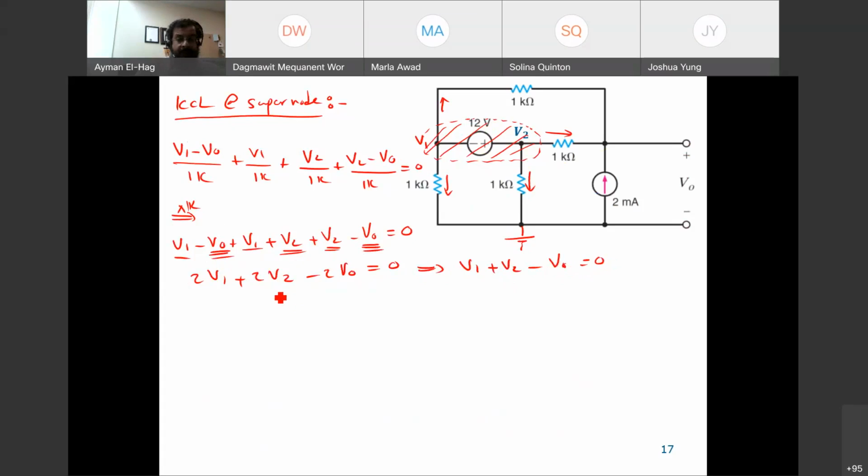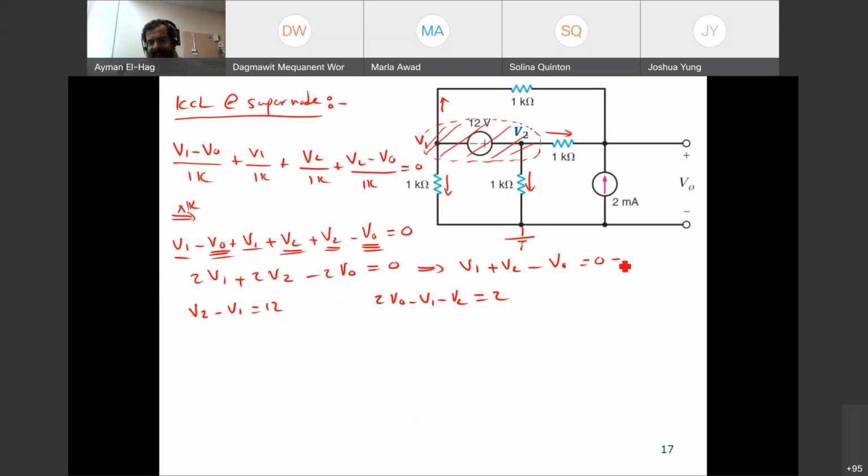Now let me write the other two equations we have here. We have V2 minus V1 equal to 12. So this is my first equation. And 2V0 minus V1 minus V2 is equal to 2. So we have 1, 2, 3 equations with 3 unknowns. Then we can solve them. Now, how do we do that? This one is in terms of V2 and V1. This has a V0. This has a V0. So if we can eliminate V0 here, then we have two equations with two unknowns.